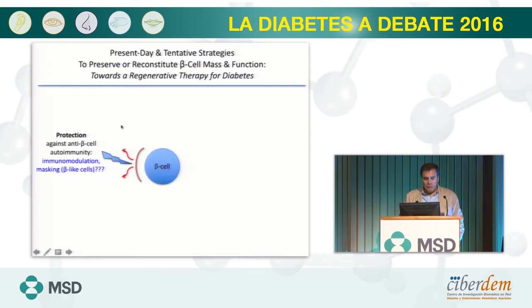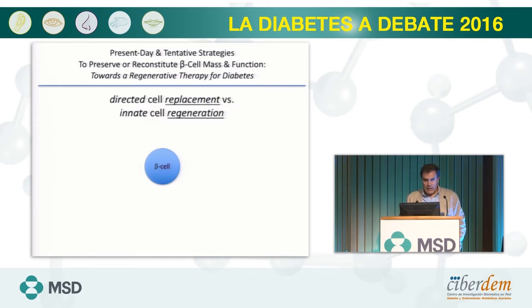I will not talk about immunomodulation, the protection of beta cells against autoimmunity in type 1 diabetes. This is something obvious and interesting. But what I'm going to discuss in this slide is two possibilities, which could be called the directed cell replacement approach versus the innate cell regeneration approach.